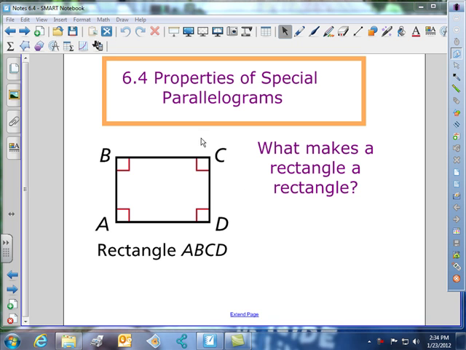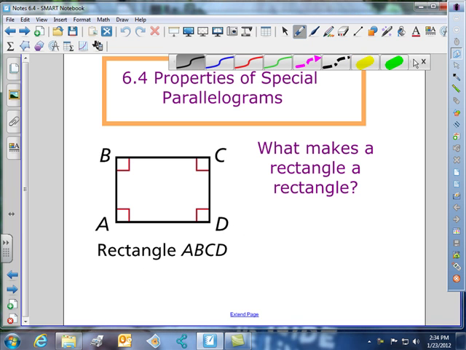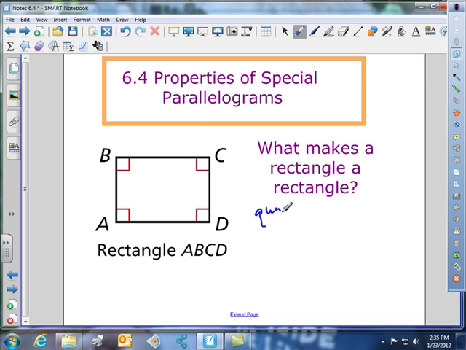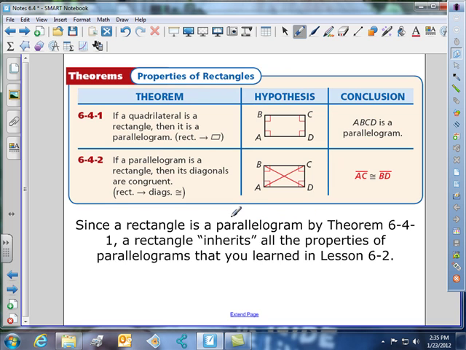The title of the section is 6.4 Properties of Special Parallelograms, and we're going to talk about different types of parallelograms, starting off with the rectangle. First of all, we better decide what exactly a rectangle is. A rectangle is a quadrilateral with 4 right angles. So that's what we're talking about when we're talking about rectangles. It's a quadrilateral with 4 right angles.